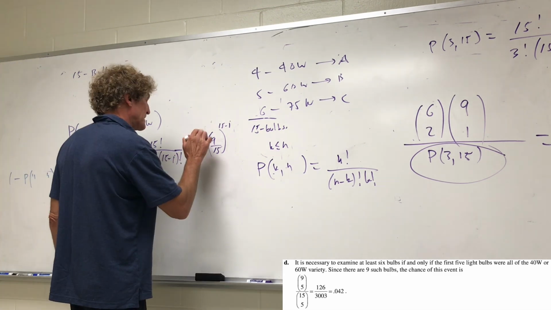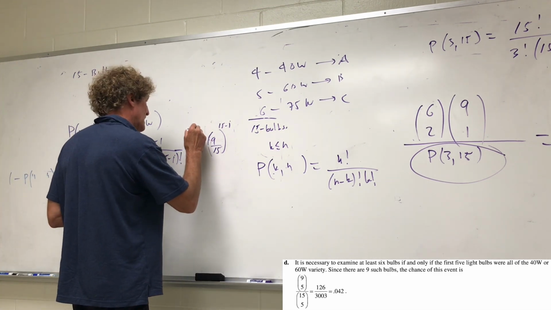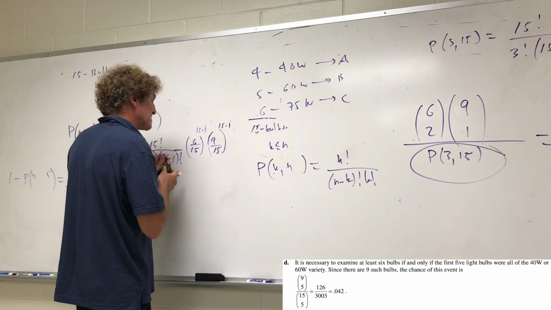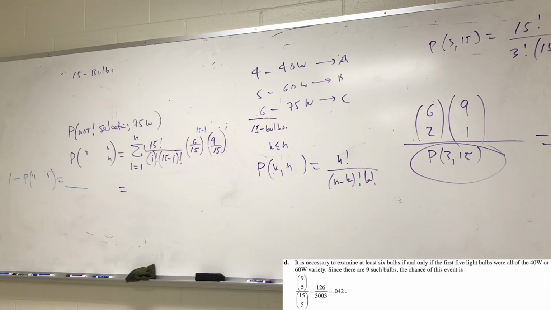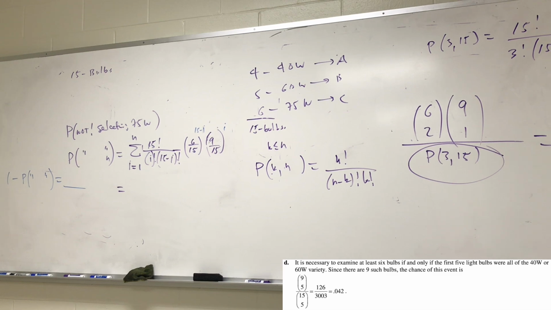Wait a second. This should be 15 minus I, and this should be I. I'm bad about that, sorry. Right. He wants the probability of not selecting until the 6th attempt. Then he's right. Well, I think I know. What he did is he assumed you've got 9 bulbs that are basically of the ones that are not 75 watt.